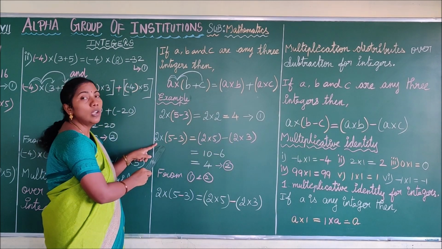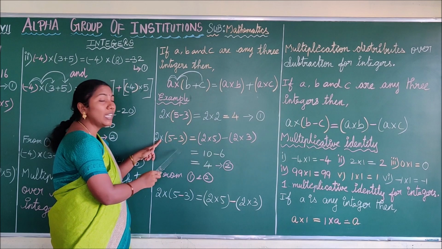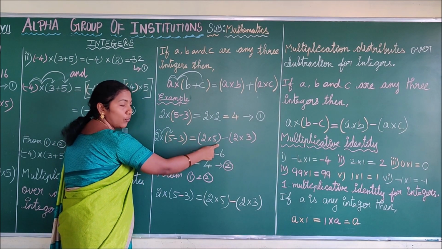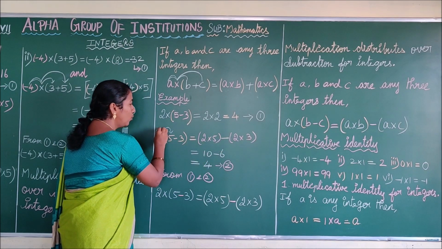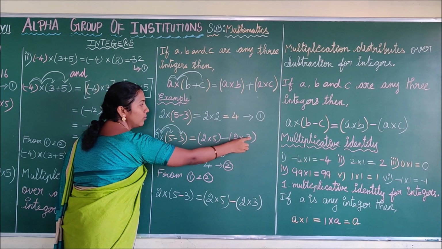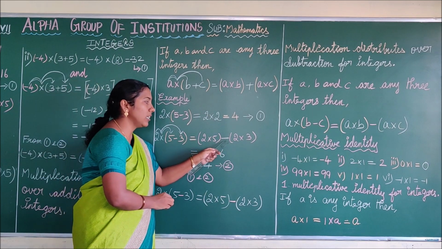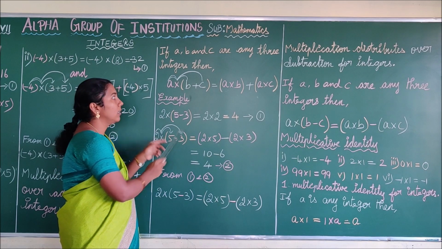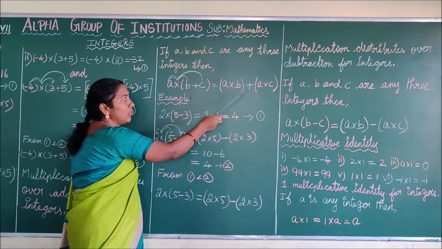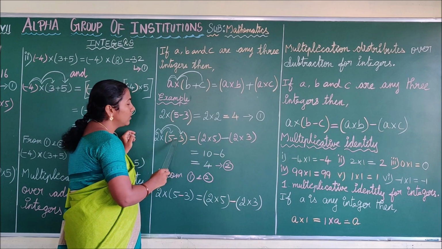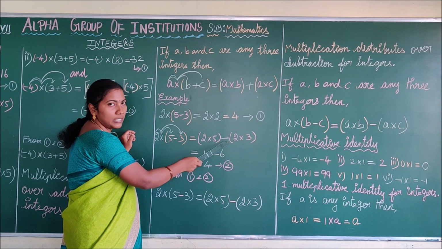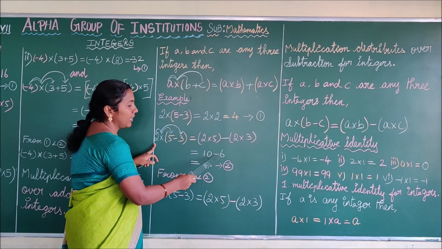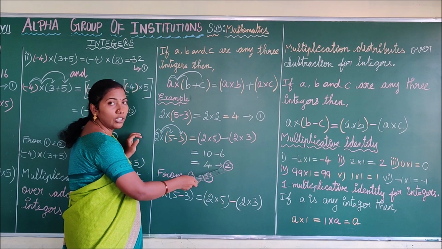Next, we are going to distribute this multiplication over subtraction here. That is 2 into 5 minus 2 into 3. Is it clear, children? Why are you writing subtraction here? Because inside the bracket we have the operation subtraction. In the earlier case we had addition, thus we used plus there. Here we are using subtraction, so you have to put the minus. Is it clear, children? Next, 5 2s are 10 minus 2 3s are 6. 10 minus 6, your answer is 4. Let it be equation 2.